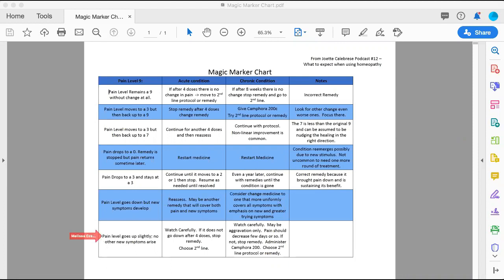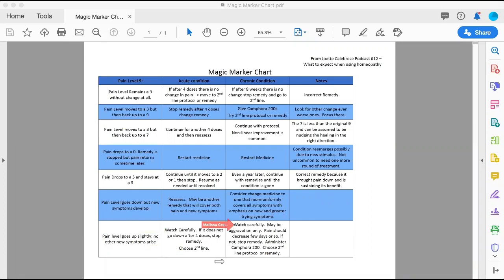If your pain level goes up slightly and no other new symptoms arise, then you're going to watch it carefully. If it does not go down after 4 doses, then stop the remedy and choose the second line protocol or your second choices of remedies.